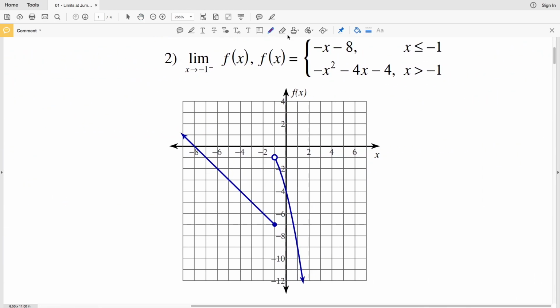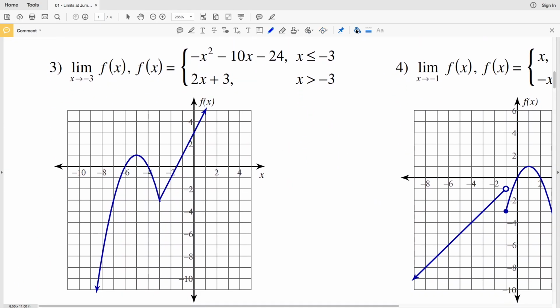In number 2, we're looking at the limit of the function f of x as x approaches negative 1 from the left. So now we're coming from values where x is less than a, and that a value is negative 1. So coming from values where x is less than negative 1, looking at this piecewise function, that's going to be associated with the first part, negative x minus 8. And you can see as we come from the left following that function, as we approach negative 1 in the x, we're approaching negative 7 for f of x. So negative 7 is our solution in number 2.